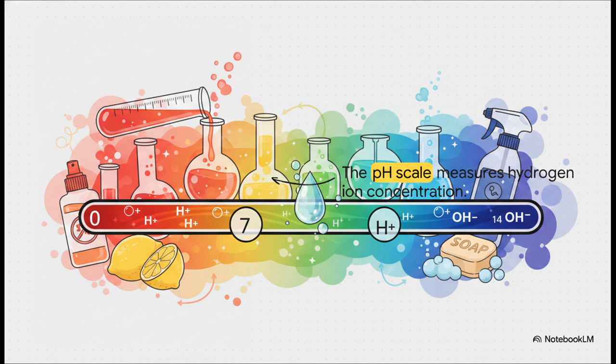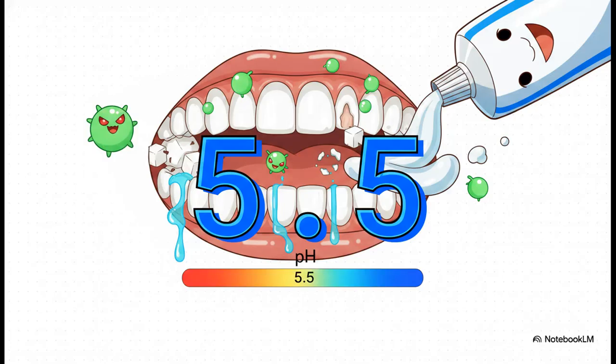7 is perfectly neutral. Think pure water. Anything below 7 is acidic, and the lower that number gets, the higher the hydrogen ion concentration. Now, as you go up from 7 to 14, that shows an increasing hydroxide ion concentration, meaning a much stronger alkali. Now, commit this specific number to your memory right now, 5.5.